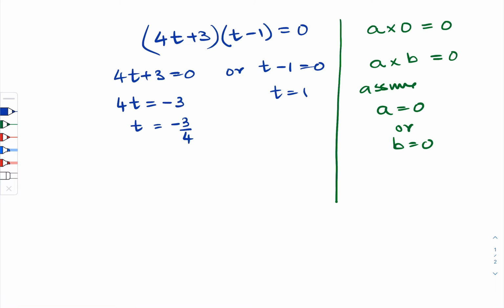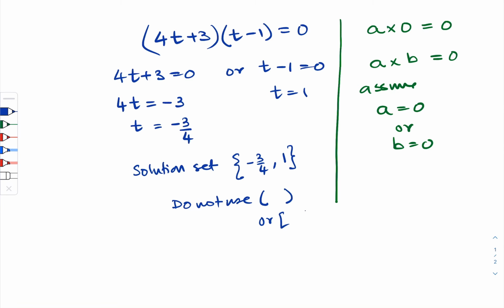So therefore, there are two solutions here, okay? What we say in this case is the solution set comprises negative 3 over 4. You write the smaller number first, separated by a comma, and then write the larger number, okay? And close the brace. You always have to use these braces. Do not use parentheses or square brackets, that means something else. So here, that's your solution set, okay?